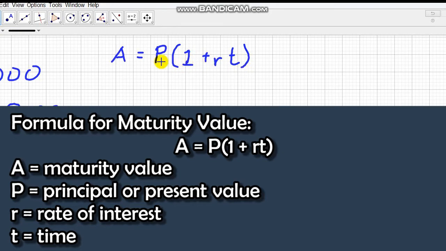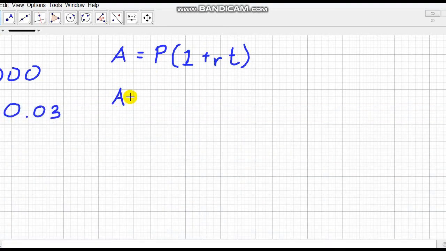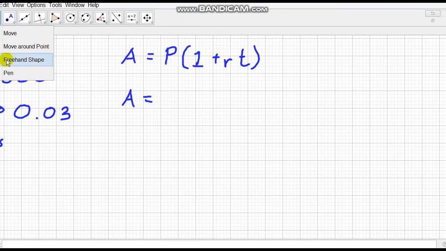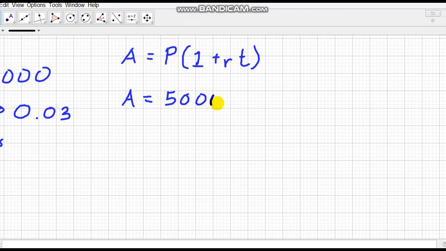In this case, P is our principal, R is the rate and T is the time. Let's try to compute the maturity value based on our given earlier. The principal is 50,000, the rate is 0.03, and time is 2 years. Let's use the same values. So A is equal to P, which is 50,000, times 1 plus R, which is 0.03, times 2.